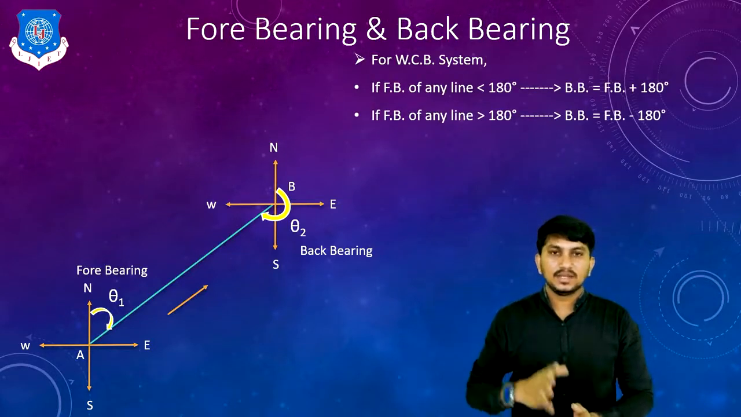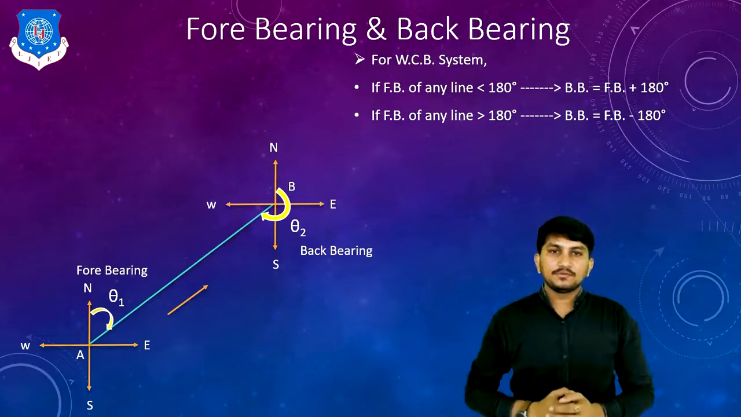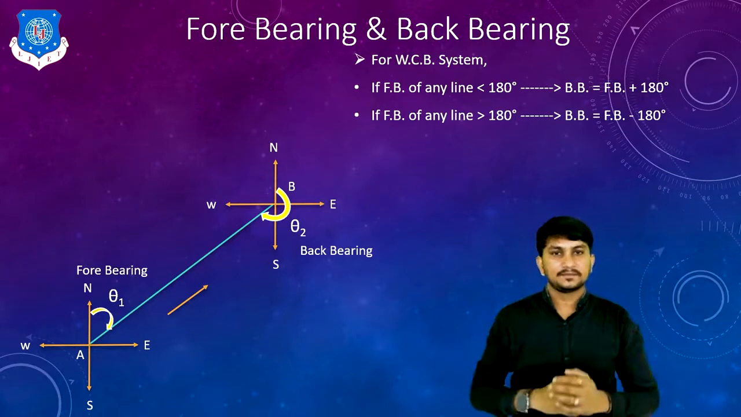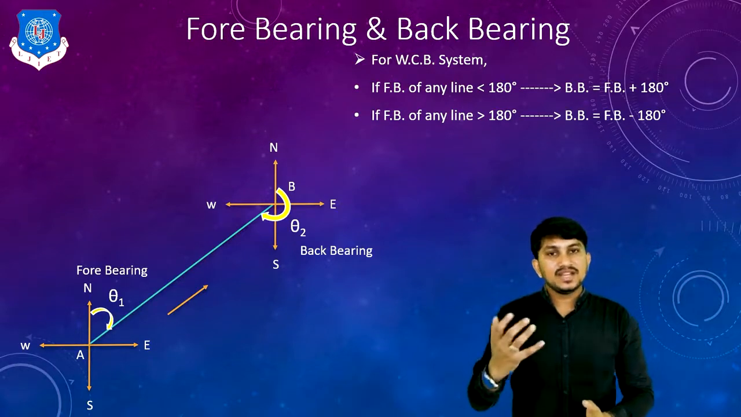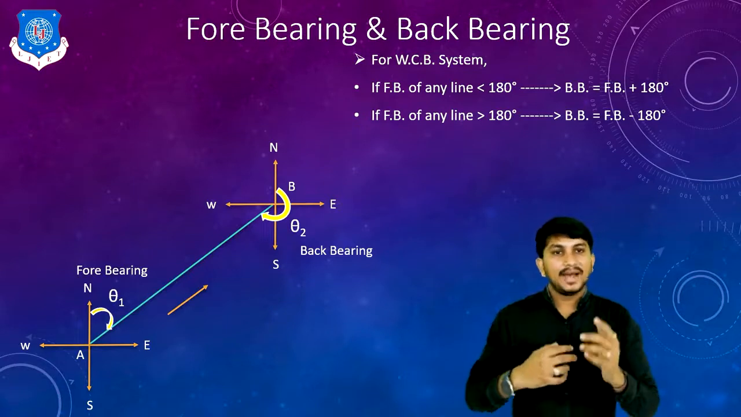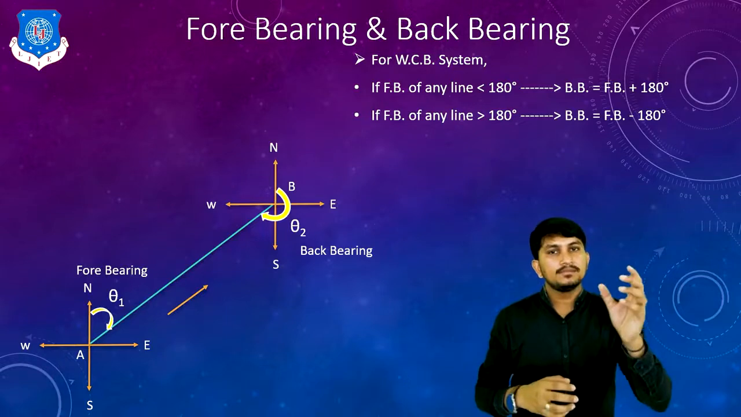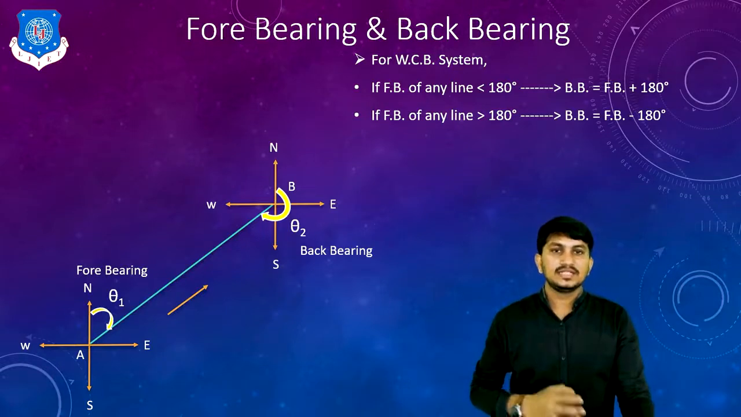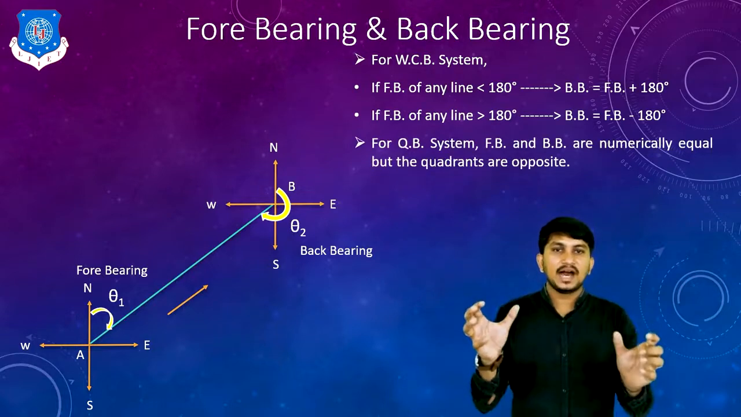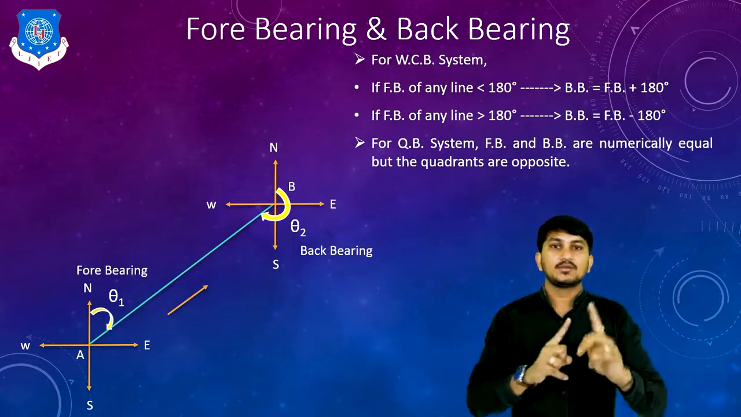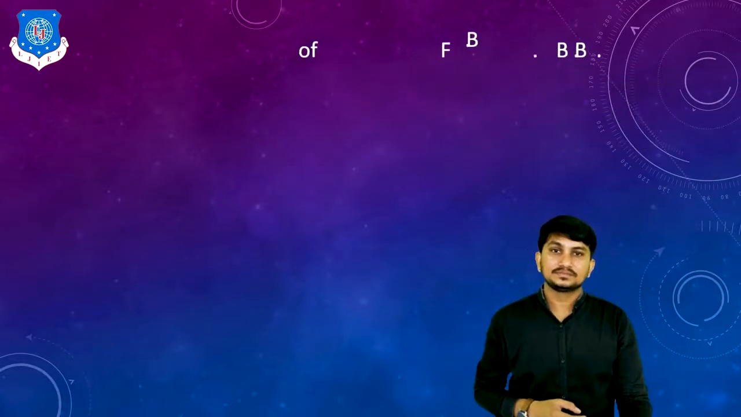For the WCB system, if forward bearing of the line is less than 180 degree, back bearing can be found out by forward bearing plus 180 degree. If forward bearing of the line is greater than 180 degree, back bearing of the line is equal to forward bearing minus 180 degree. This is how we can convert forward bearing to back bearing or back bearing to forward bearing. This is for the WCB system only. For the QB system, forward bearing and back bearing are numerically the same, but the quadrants are opposite. We will understand this conversion by a number of examples.